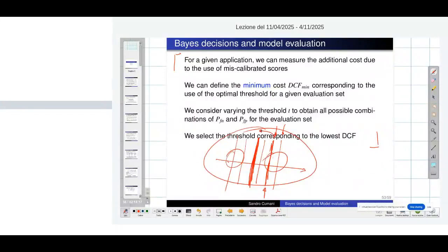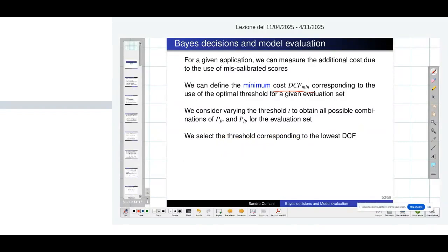Now, for binary problems, we can measure these two effects separately. We can measure how good the classifier would be if the threshold was optimal, and how much we lose because we're not using the optimal threshold. To do this, we define a new metric called the minimum DCF, minimum detection cost. That is the detection cost that I would have if I were to use the optimal threshold over the evaluation set.